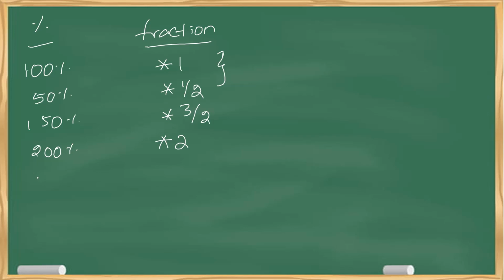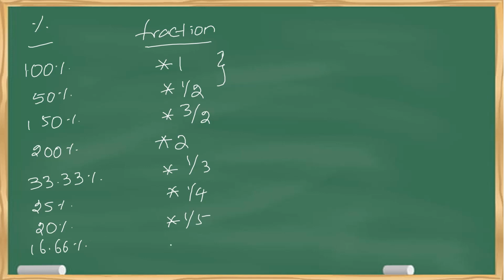Now come back to the actual numbers. 33.33%, everybody is familiar with this percentage, that is 1 by 3. And 25% is how much? That is 1 by 4. Now 20% is how much? The fraction equivalent is 1 by 5. Next, 16.66% is equal to 1 by 6. Next, 14.28% is equal to how much? 1 by 7.